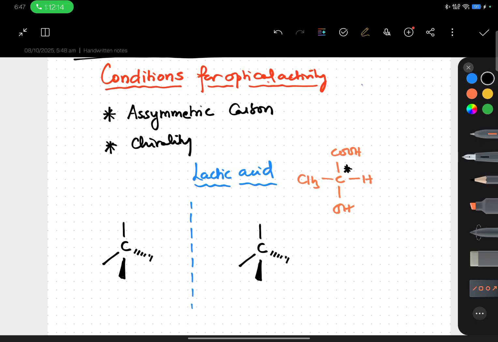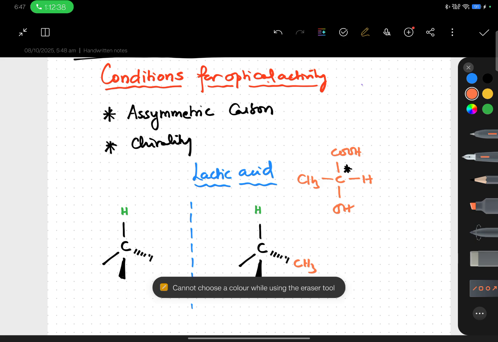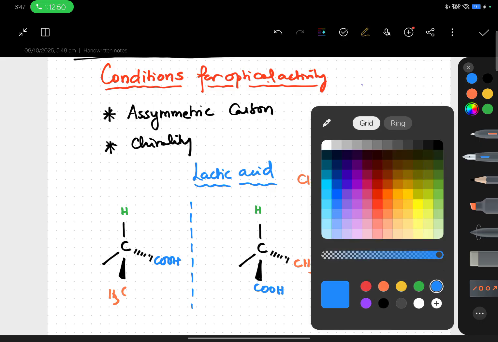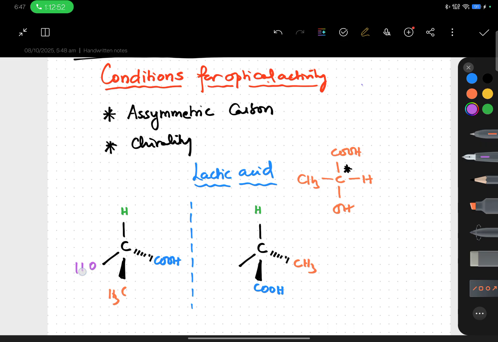So you take the same molecule. So you have hydrogen here. So the mirror image will also have hydrogen here. So the CH3 will be here. The mirror image will have CH3 here. The COOH behind, in this case, it will be in the front. And then you have the OH here, and the OH will be here.